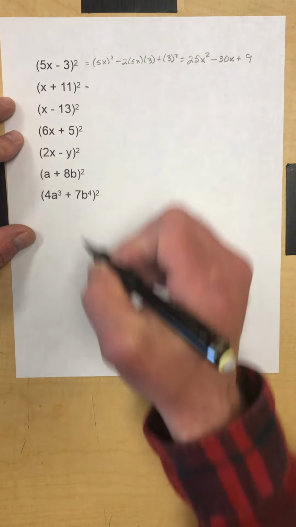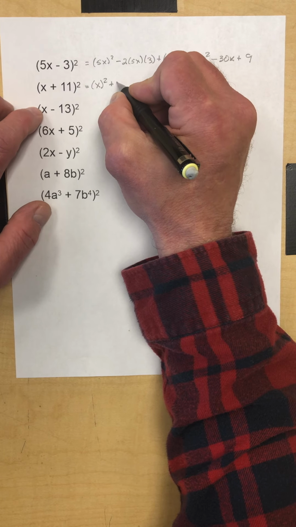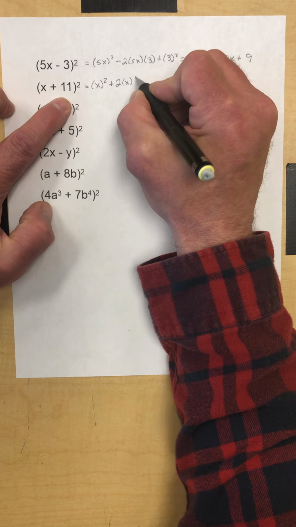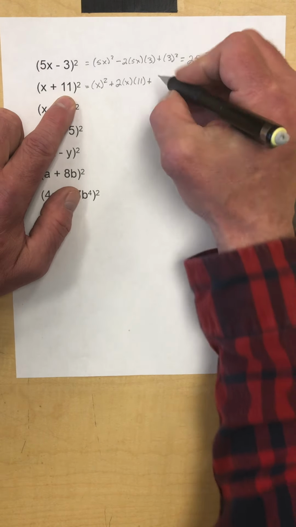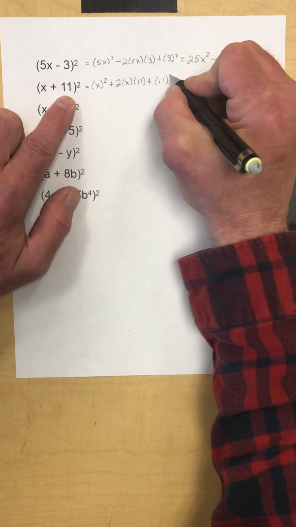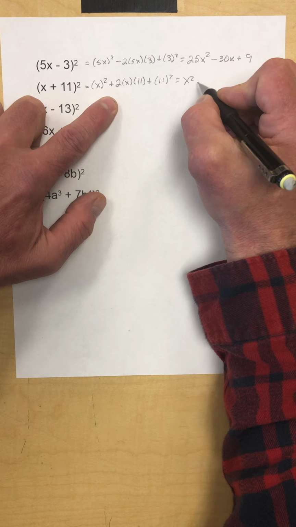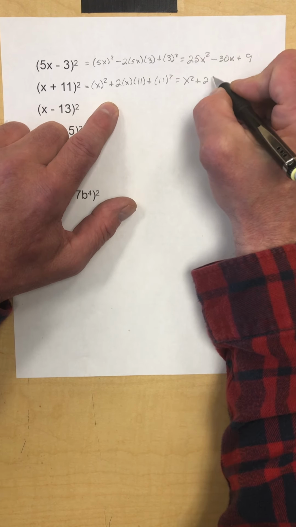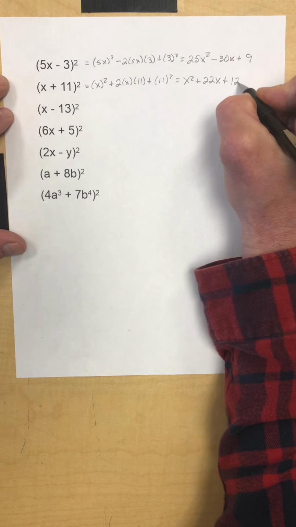Okay, let's see this guy again. Take the first term and square it, so x squared, bring the sign over. Middle term is always 2 times the first, x, times the second, 11, plus, always plus for the third term, second term squared. Okay, so let's see, that gives us x squared plus, well, 2x times 11 would be 22x plus 11 squared is 121.